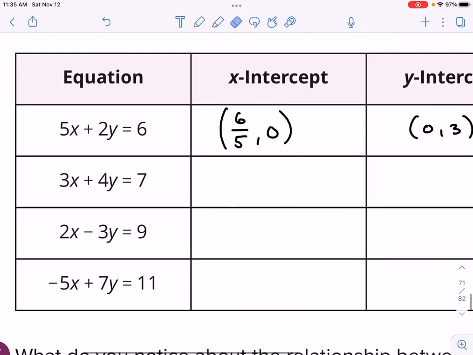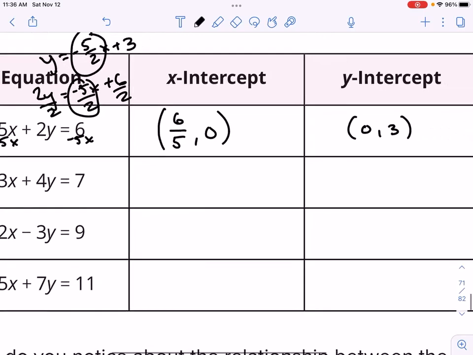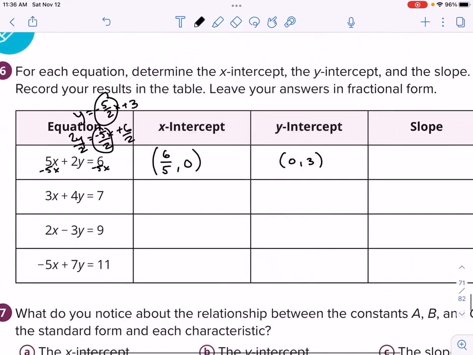And then in order to find the slope, to get this in slope-intercept form, you'd have to subtract 5x from both sides and then divide both sides by 2. So 5x minus 5x, that would be 2y equal to negative 5x plus 6. If you divide both sides by 2, this is the slope right here, because that would be y equal to negative 5/2 x plus 3. So in this case, it's negative 5/2. I'm going to put m equal to negative 5/2.